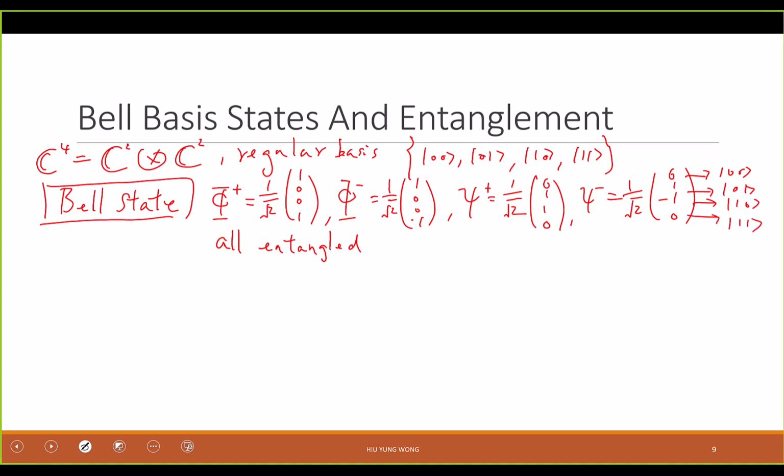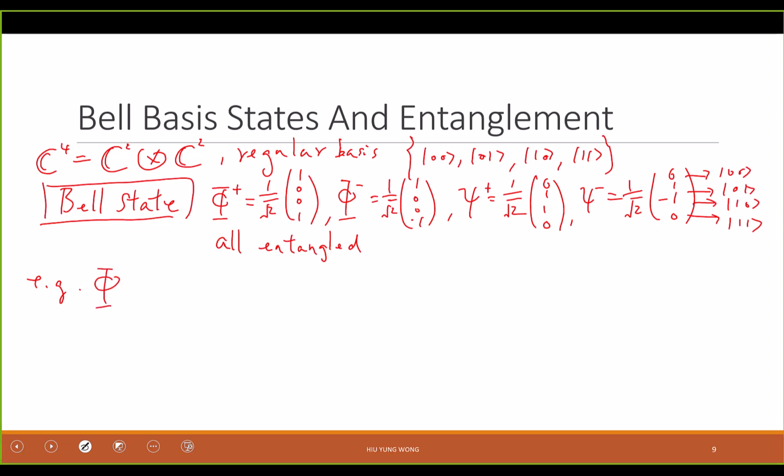I'm representing that. If I want to represent this psi minus, I just have these 4 bases, and these 4 bases have some properties. And they are all entangled, okay? Let me prove to you. For example, let me prove that they are entangled. I only prove one of them.